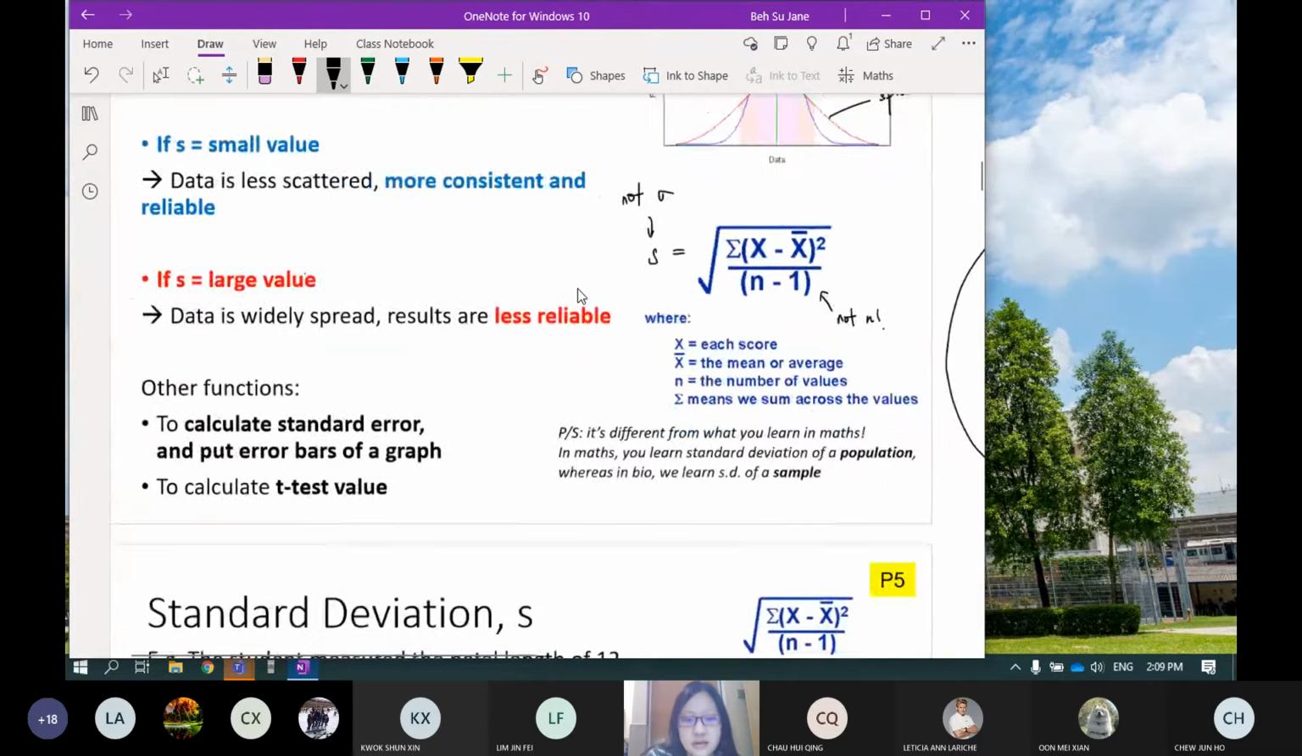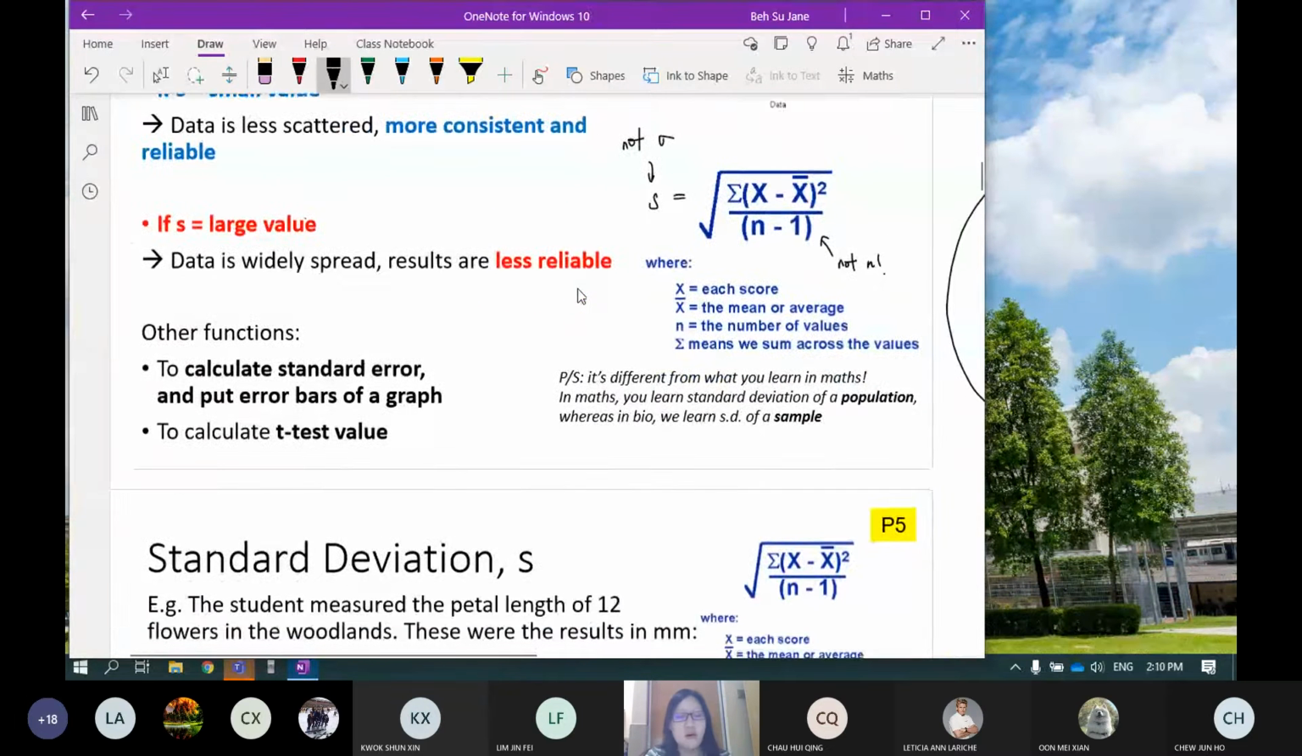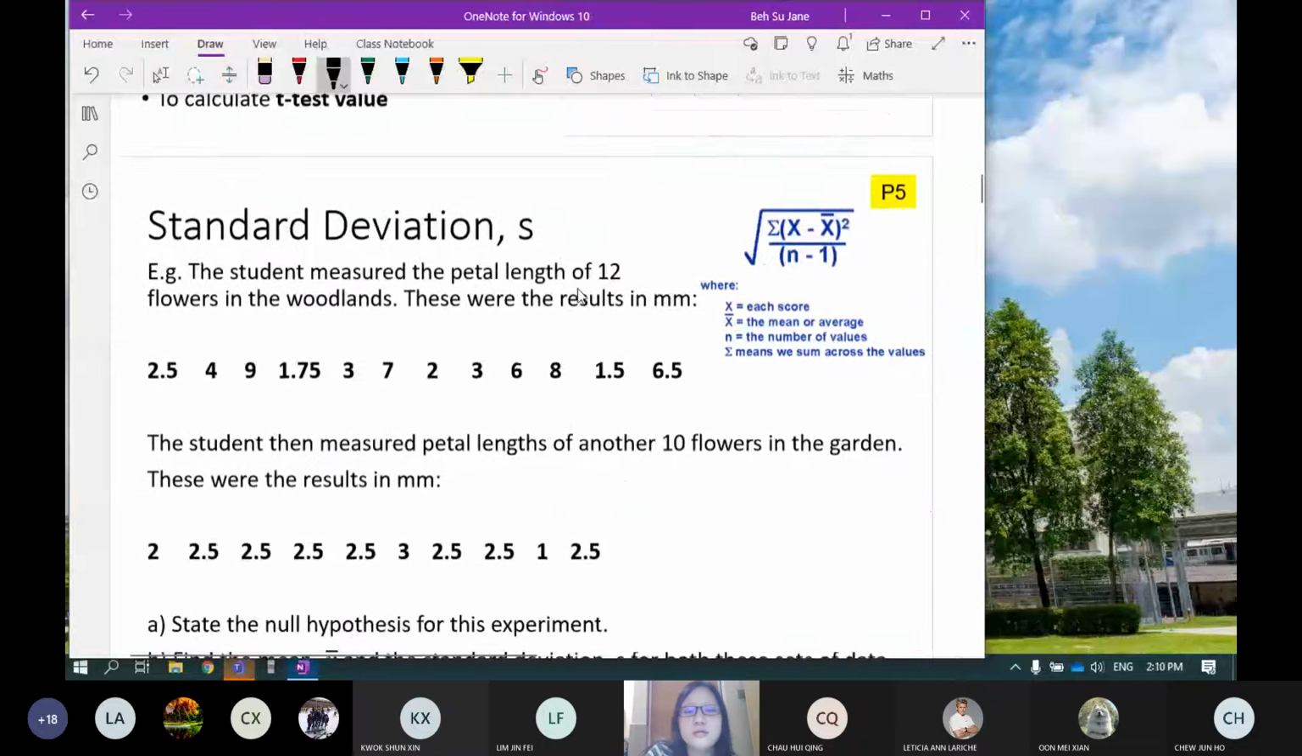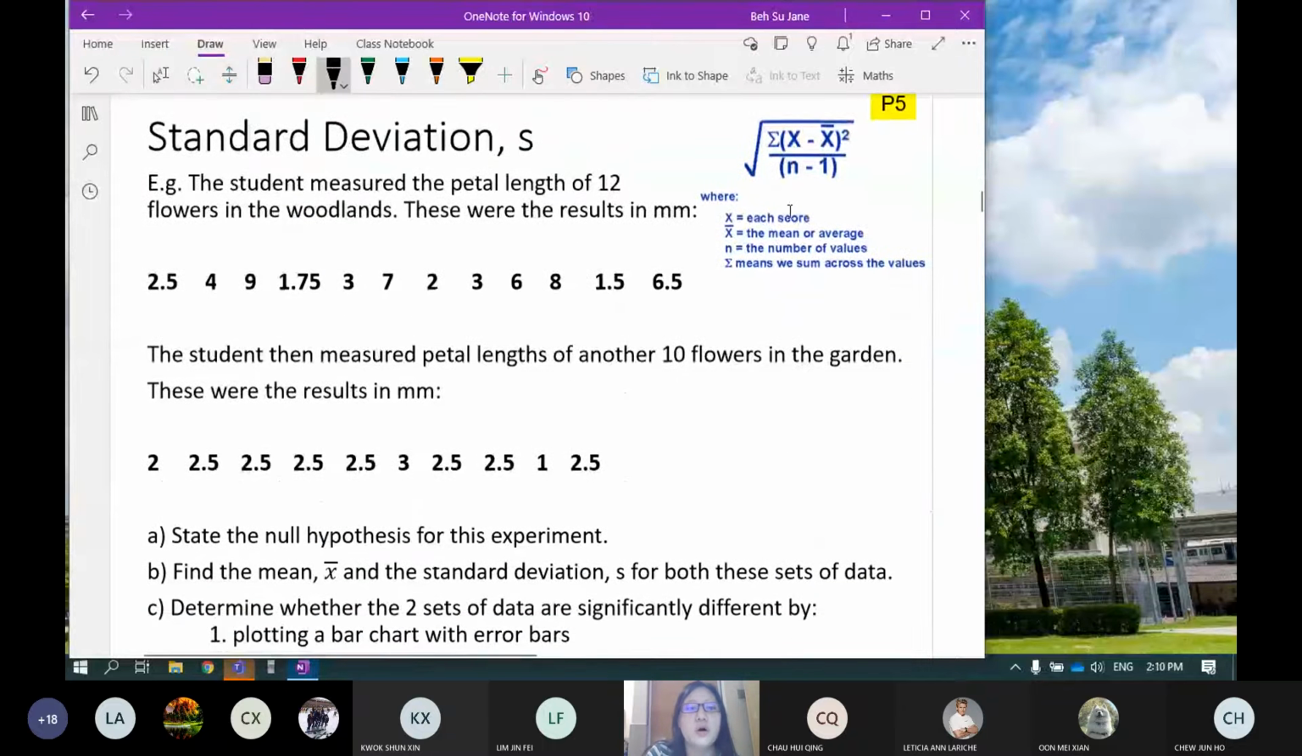So this is meaningless if you don't have an example to work on. So this will be the example we are going to work on today. We are going to look at petal length of flowers in woodlands, and then petal lengths of flowers in the garden. So two sets of data here, one in the woodlands, one in the garden.